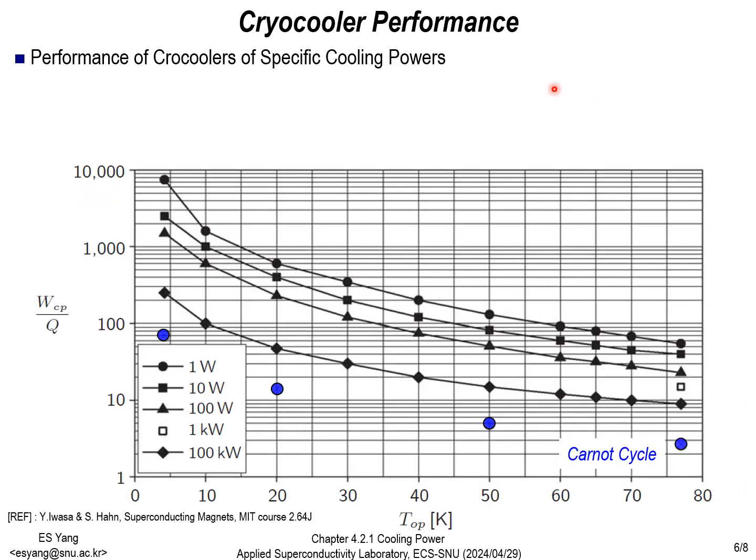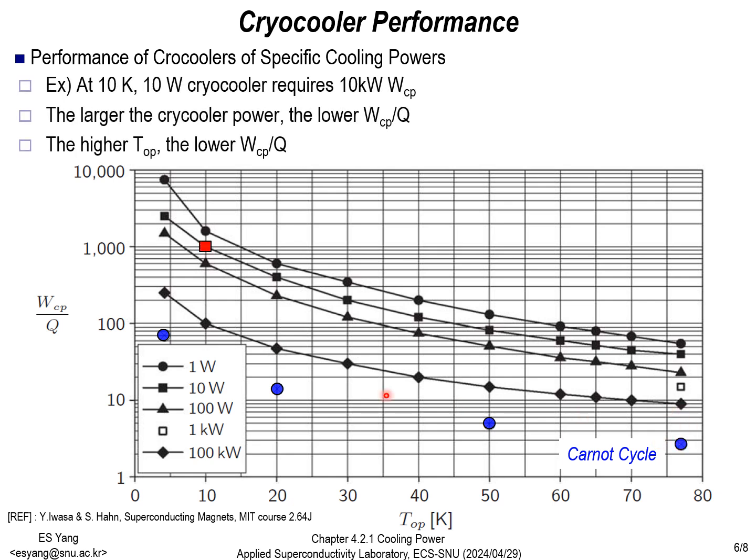Next, let's discuss the performance of cryocoolers. The graph below illustrates the ratio W_CP over Q required to maintain the temperature of the magnet as T_OP. As mentioned earlier, the most ideal cycle in thermodynamics is the Carnot cycle. The portion marked in blue on the graph represents the performance of a cryocooler using the Carnot cycle. However, in reality, more energy is required than this ideal scenario.